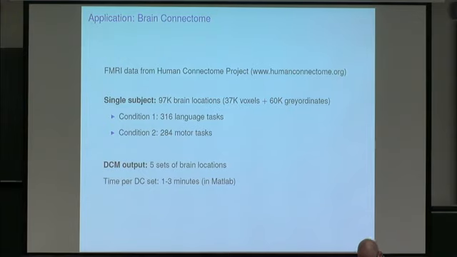All right, one last application, and I'll go on to some other stuff. The second example we looked at was fMRI data from the Human Connectome Project. So we have about 100,000 brain locations, and we have voxels and gray ordinates.